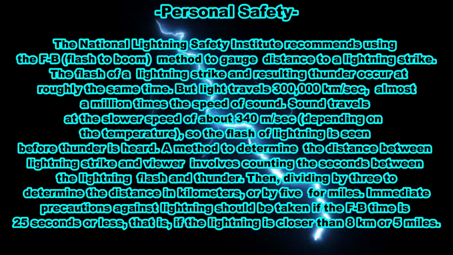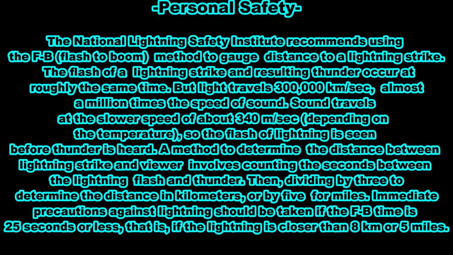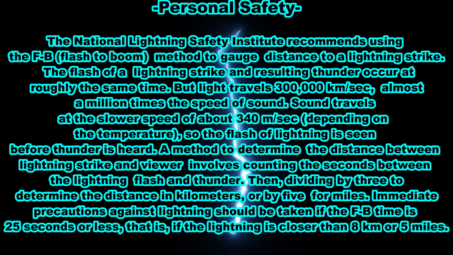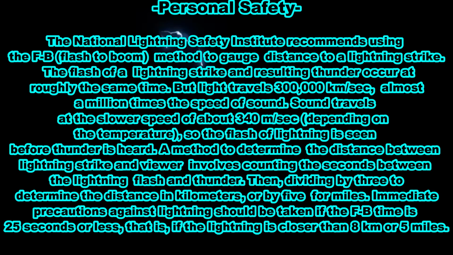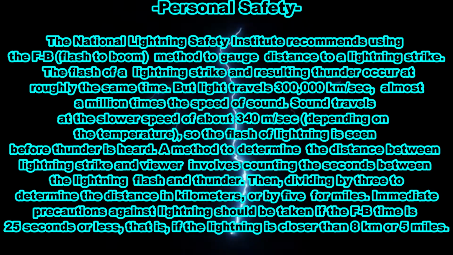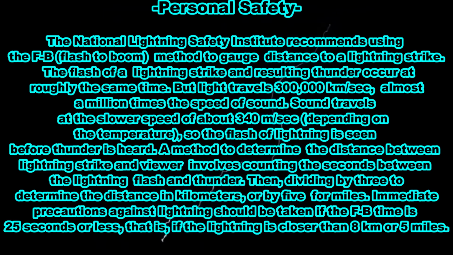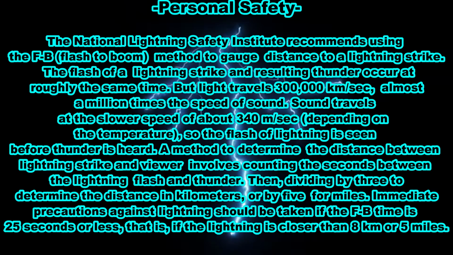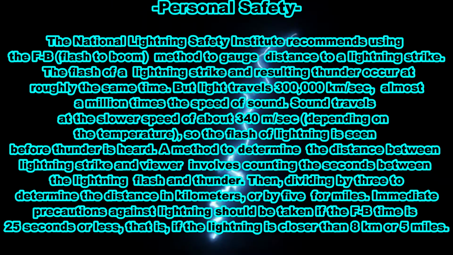Personal safety. The National Lightning Safety Institute recommends using the flash-to-bang method to determine the distance to a lightning strike. The flash of a lightning strike and the resulting thunder occur at roughly the same time, but light travels at 300,000 km per second, almost a million times the speed of sound. Sound travels at the slower speed of about 340 meters per second, depending on the temperature. So the flash of lightning is seen before the thunder is heard. A method to determine the distance between the lightning strike and viewer involves counting the seconds between the lightning flash and thunder, then dividing by 3 to determine the distance in kilometers or by 5 for miles.